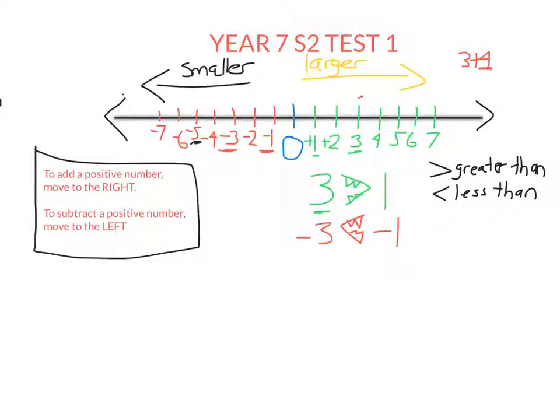How many spots we go is the second number. So we start at 3 and we go 4 spots to the right. 1, 2, 3, 4. So 4 spots to the right, we end up at 7.